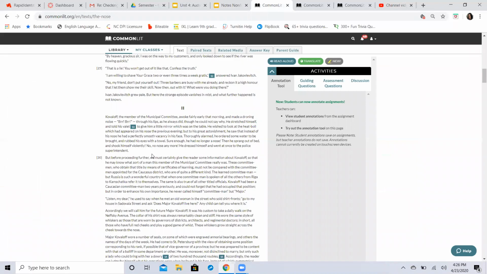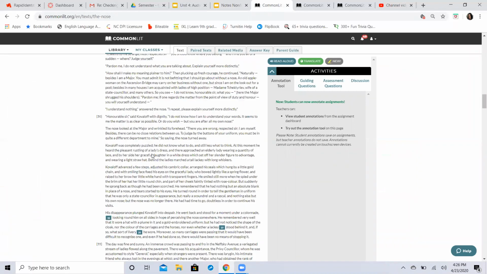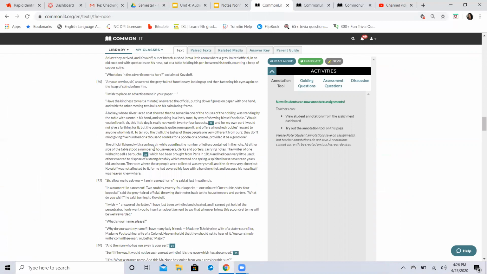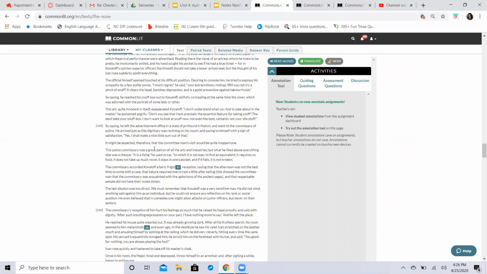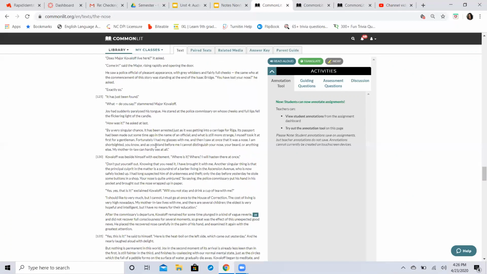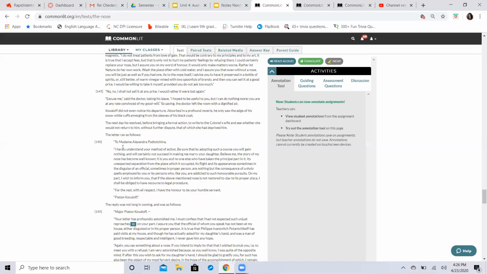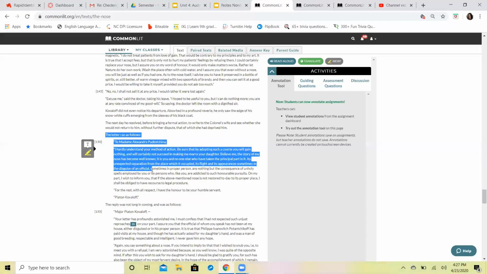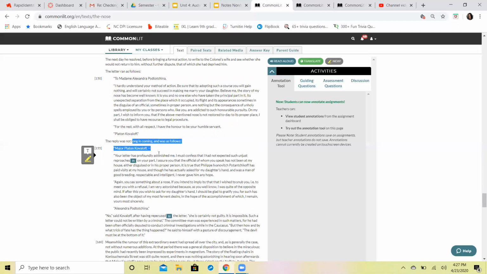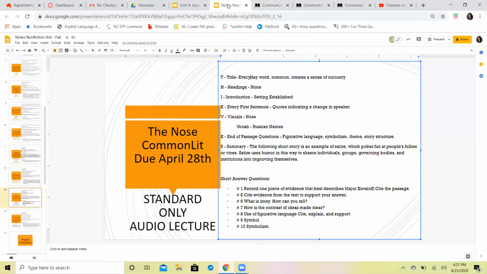There's an inclusion of a letter. Here you go. The letter ran as follows. The reply was not long, and then it just goes back to the short story. Okay, so just keep an eye out for that. The visual, the picture of the nose, the vocab, as I mentioned, the Russian names may stumble some of you.